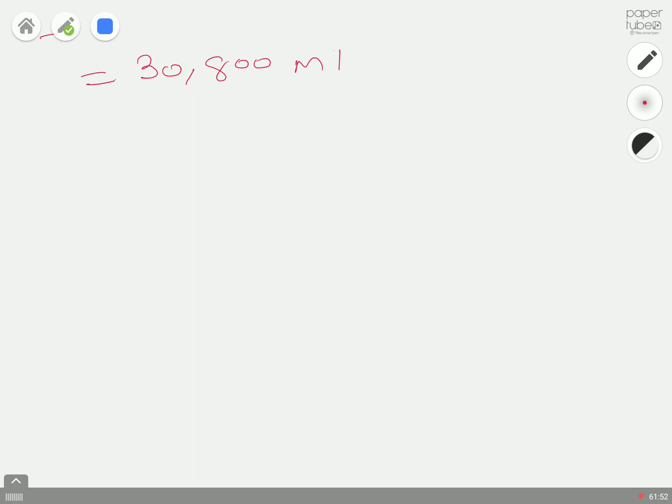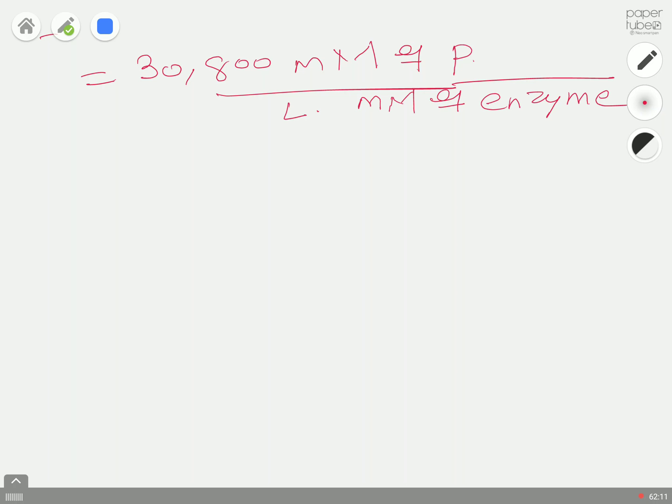this will be equal to 3800 millimoles of products per liter per millimole of enzyme. So this is your specific activity. Yeah, so this is your specific activity. Let me write it here.